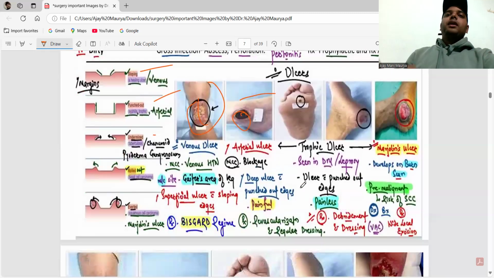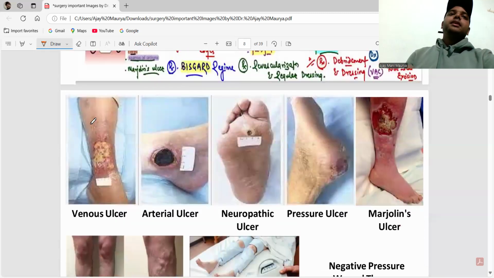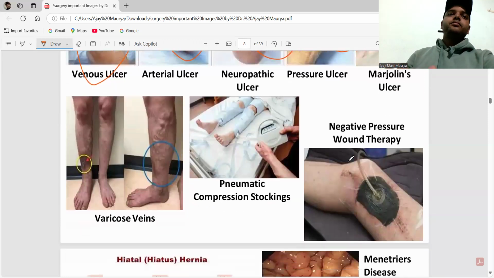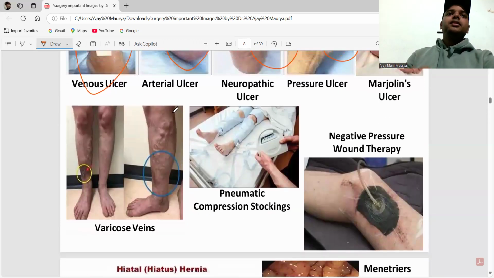Okay, now remember, guys. I told you that this is the superficial, it is the venous ulcer, sloping. This is the punched out, the arterial ulcer. Neuropathic ulcer. This is the pressure ulcer. This is the marginal ulcer related to burn history. Also see here, this is the case of varicose vein. This is the varicose vein. Okay, that's Doppler venography. Now you have to do that one.